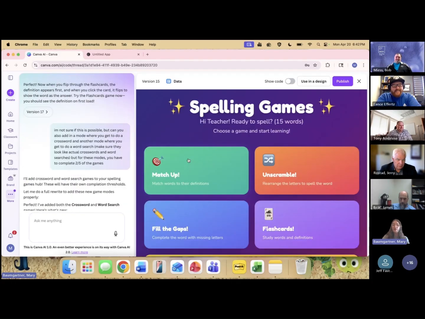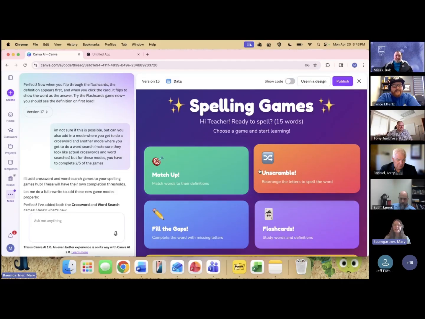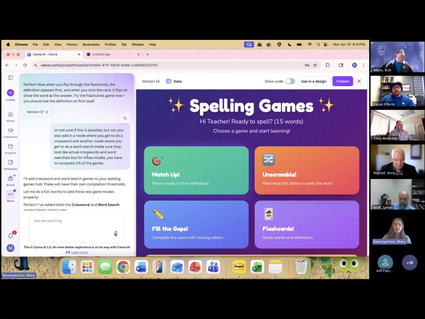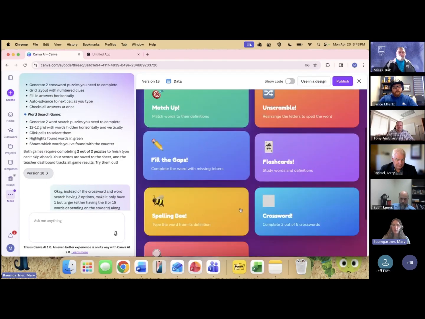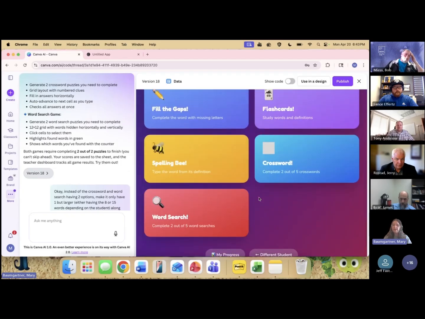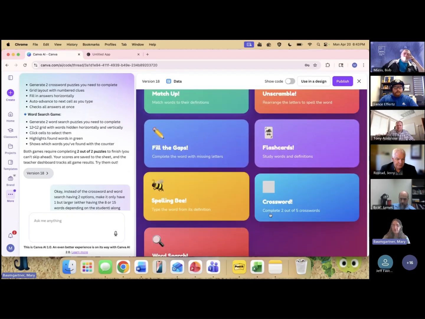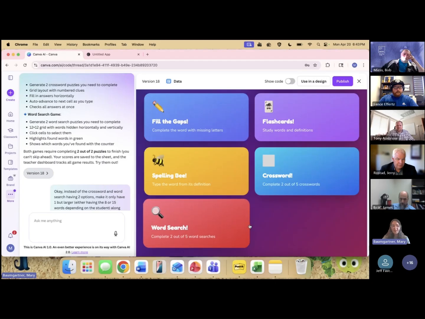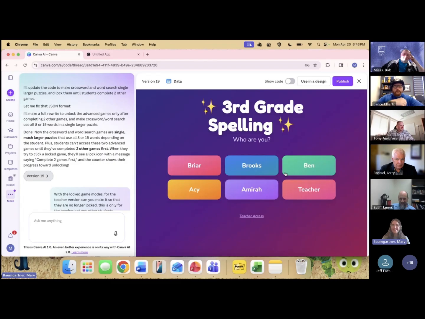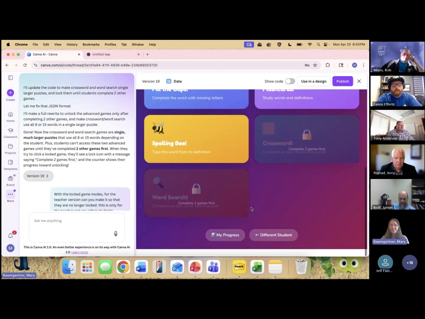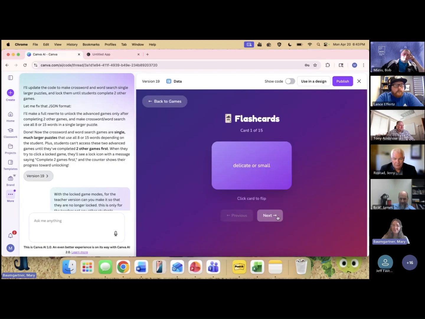And then I was like, what kind of incentive, a game, can I come up with for students to earn after they complete so many modes? So I came up with crosswords and word searches. But I was not clear enough in my instructions right away. I wanted it so they had to complete 2 of the other modes before they could unlock these. It did not understand that, so I reprompted it and it worked, and it was really cool. So I can just quickly click through these and it'll work.